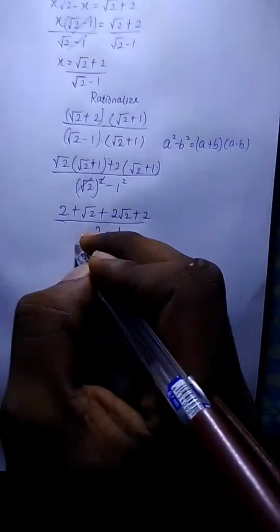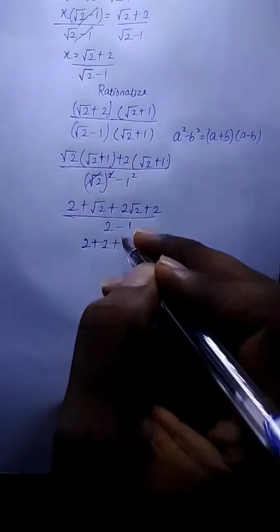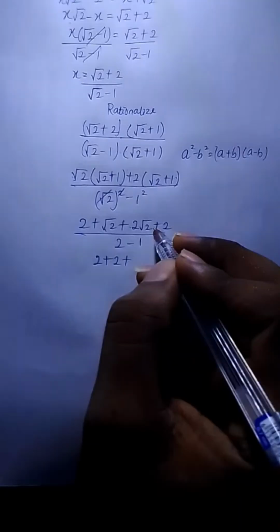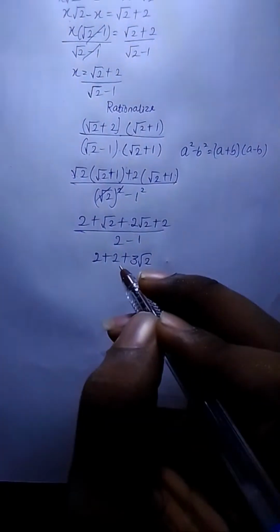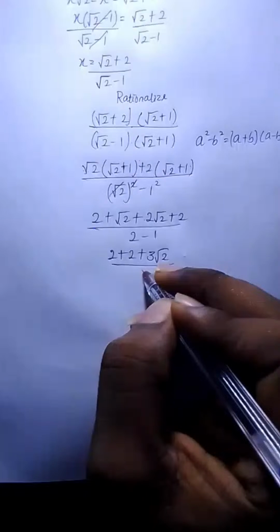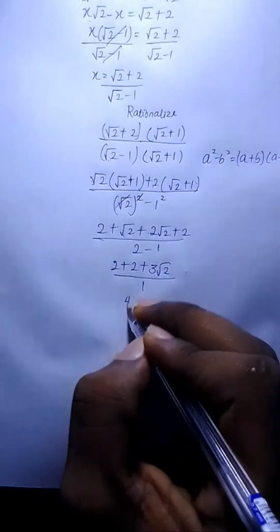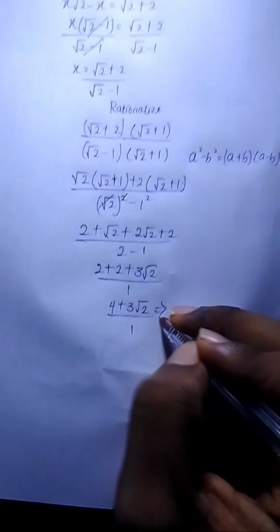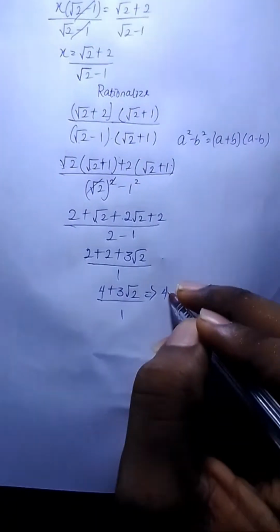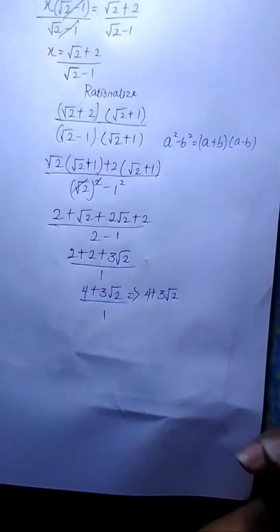Alright, so what are we now going to do? From here we now have 2 plus 2, now plus root 2 plus 2 root 2. Now root 2 plus 2 root 2 is going to give us 3 root 2, over 2 minus 1, which gives us 1. Right, so from here, what's the next thing? 2 plus 2 gives us 4 plus 3 root 2 over 1, which is the same thing as 4 plus 3 root 2.